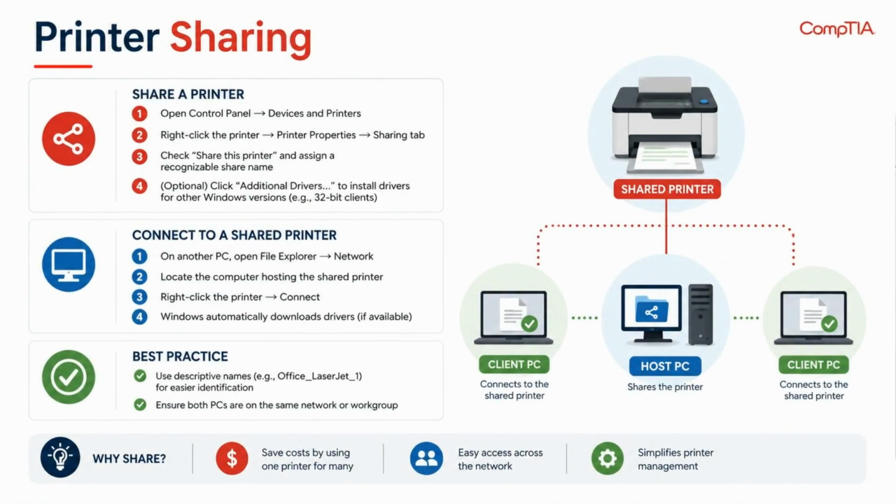To share a printer, open Control Panel, Devices and Printers. Right-click the printer, Printer Properties, Sharing tab, check Share this printer, and give it a recognizable name. Optionally install additional drivers for other Windows versions. To connect from another PC, open File Explorer, Network, locate the host computer, right-click the printer, and connect. Windows downloads drivers automatically if available. Best practice: use descriptive names and make sure both PCs are on the same network.